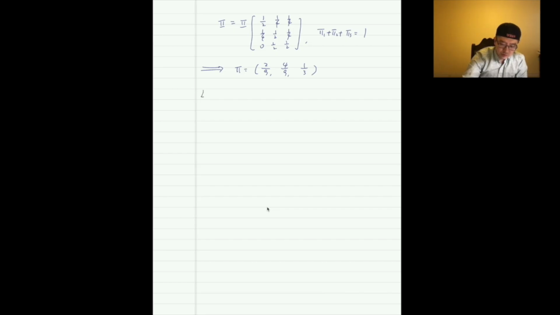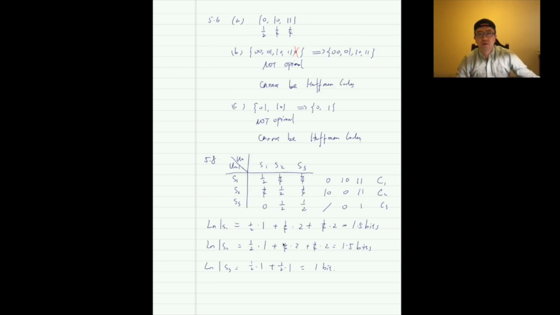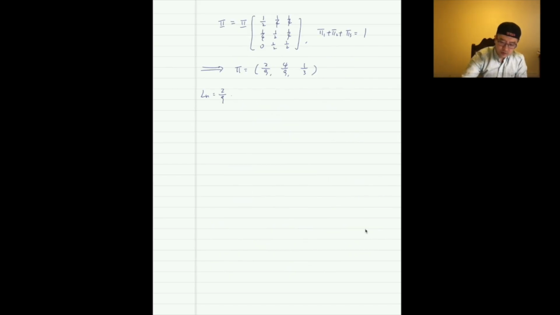Given that, we could compute the average length as follows. That is 2/9 times the first symbol, I mean the first code book. The first code is basically this one. So we multiply 1.5, plus 4/9 multiplied by 1.5, and then 1/3 multiplied by 1, and that will give us 4/3. That is the average code length in total.